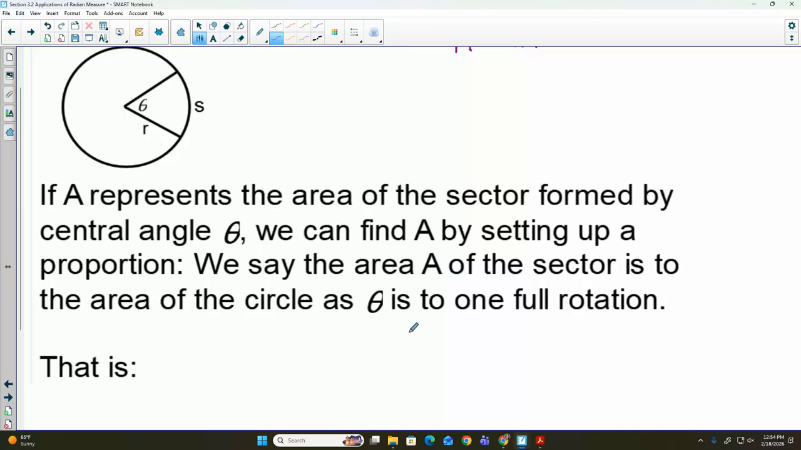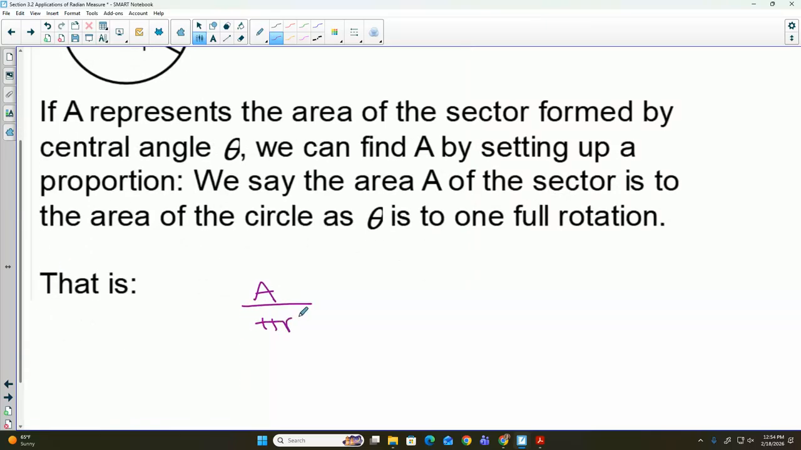Okay, the area of a sector, which I don't know, is to the area of a circle, and I know area of a circle is pi r squared, as theta is to one full rotation. So if I'm looking for my angle, a full rotation, what angle is all the way around the circle? 360 degrees. So if I want to be in radians, 2π. All right, so I just set up a proportion. This is area of a sector to the whole circle, angle of the sector to the whole circle.